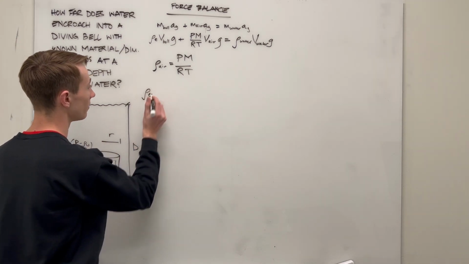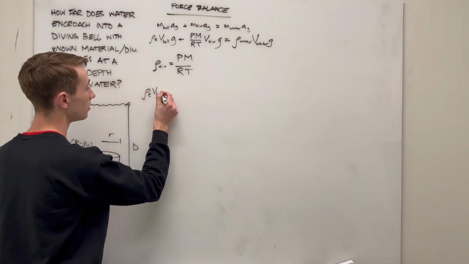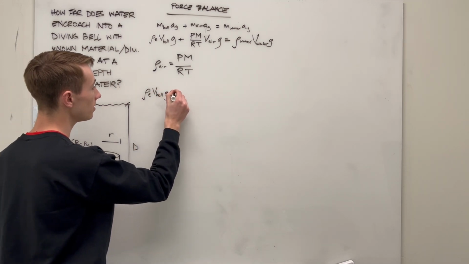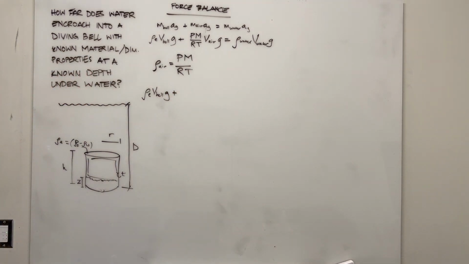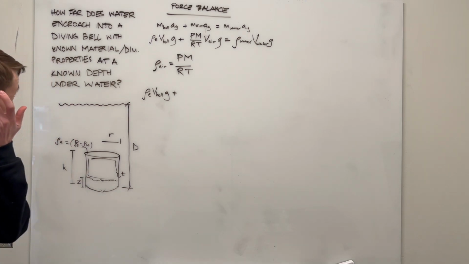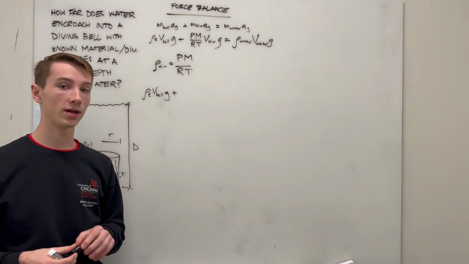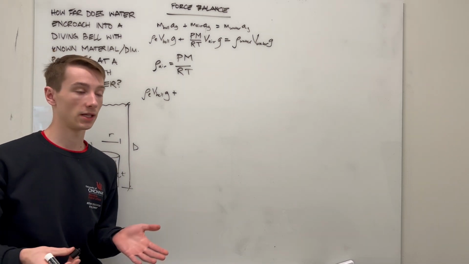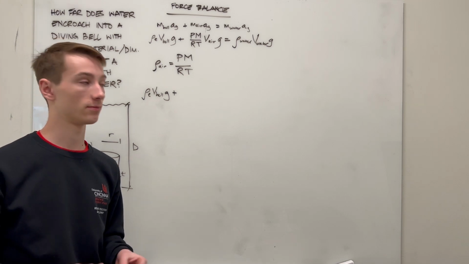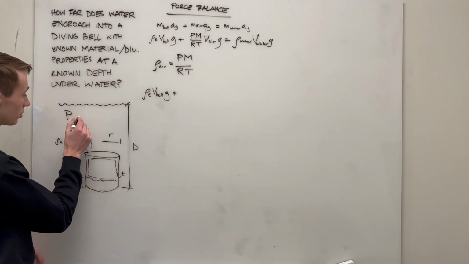We get the effective density of the bell times the volume of the bell times G plus, okay, so let's work on that Pm over RT times V times G again. What is the pressure at this depth of the air? Well, remember from our previous videos that pressure is rho GH. Okay, so I'm going to rewrite that. I'll write that here just out of the way.